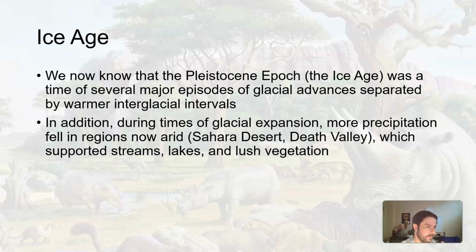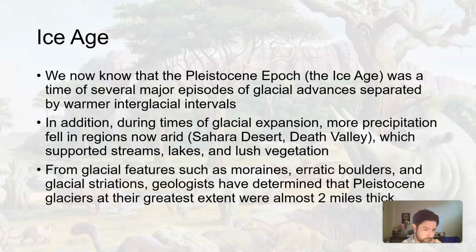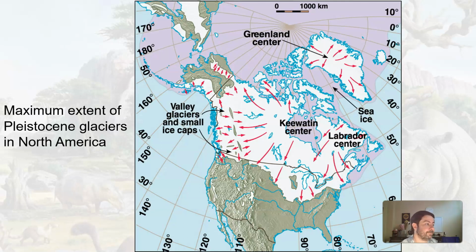Because again, the whole climate is changing. It's not just getting cold everywhere, it's getting cooler in places, but other things are changing about the climate as well. From certain glacial features, and we've touched on some of these in the past, like moraines, erratic boulders, and glacial striations, we determined that the Pleistocene glaciers at the greatest were almost 2 miles thick. That's a lot of ice. That's a lot of ice to be moving around.